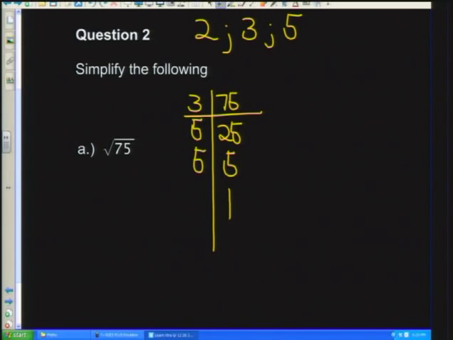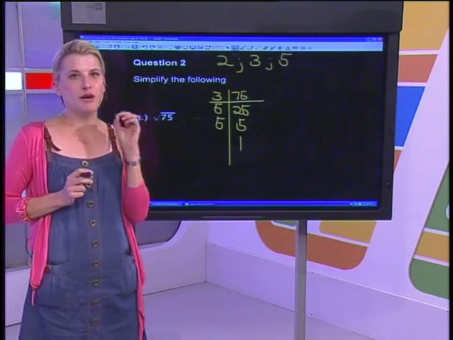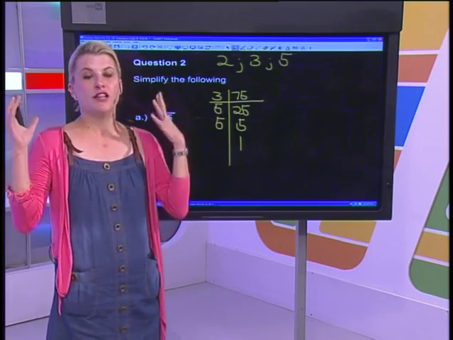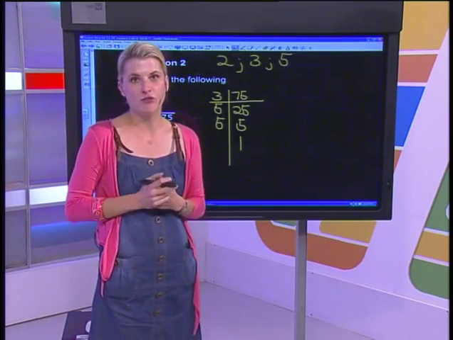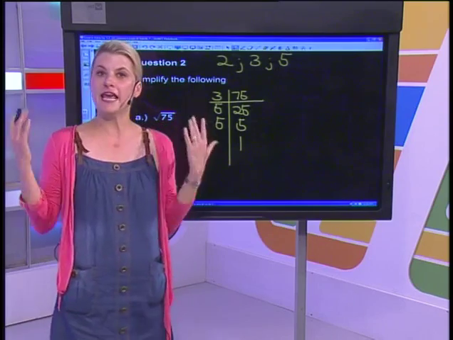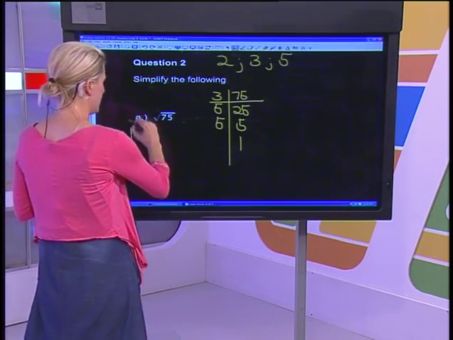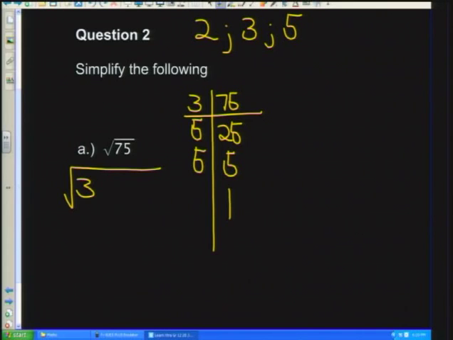Then I know if it's a square root, for every 2 numbers that are the same, I can take 1 out. If it's a cube root, for every 3 numbers that are the same, I can take 1 out. If it's an nth root, for any n numbers that are the same, I can take 1 out. So you might want to just quickly do this, show your teacher that you're not cheating. So for every 2 numbers that are the same, I can take 1 out, so I can take out the 5. And I'm left with root 3. So 5 root 3 is the simplest form of that one.